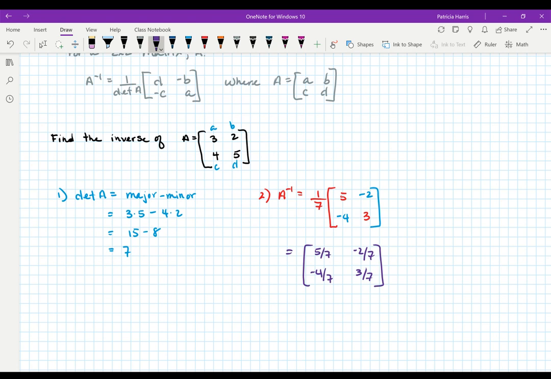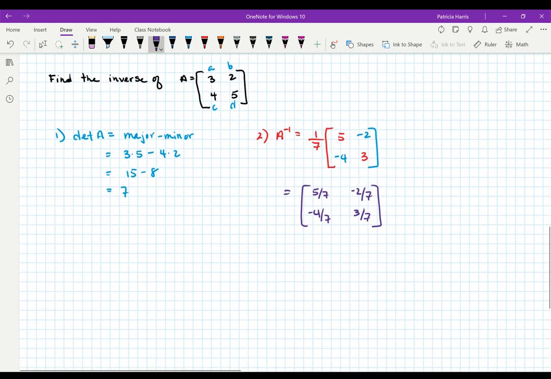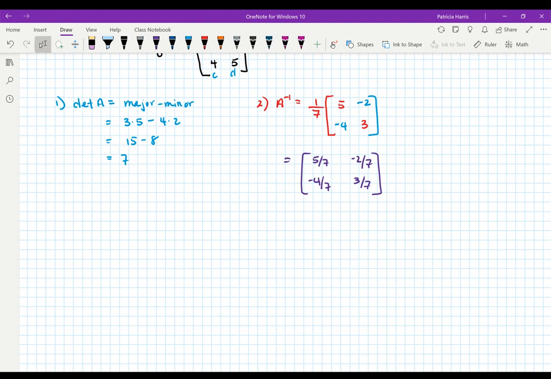Now what we're going to do is I'm going to show you that A times the inverse that we found is actually the identity. Okay, we should do this with a left-hand multiplication and a right-hand multiplication, but I'm only going to do one. Okay, so the original A, 3, 5, 2, 4.